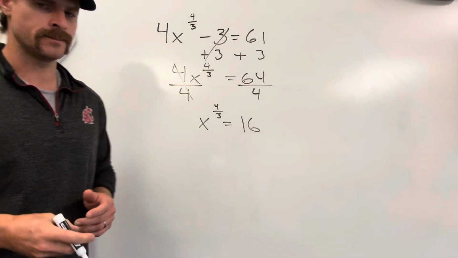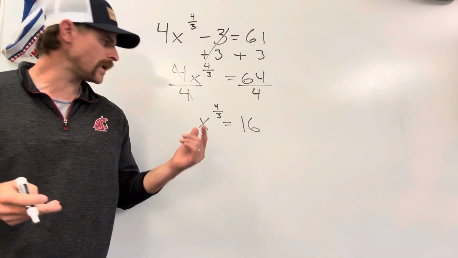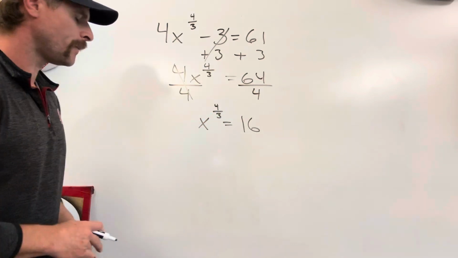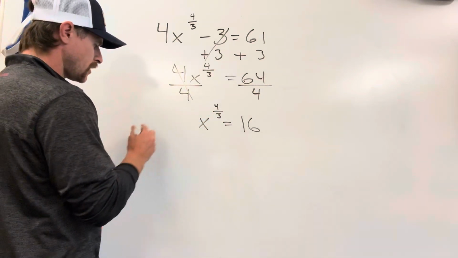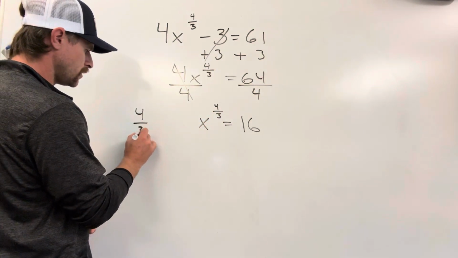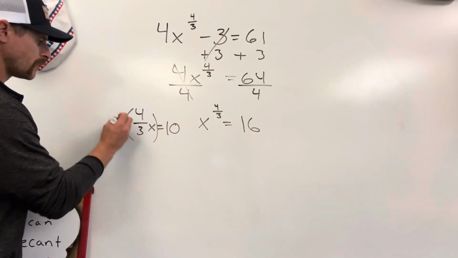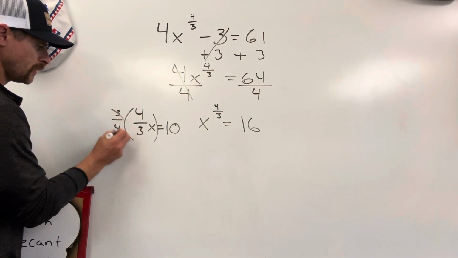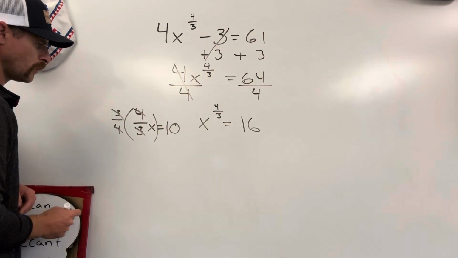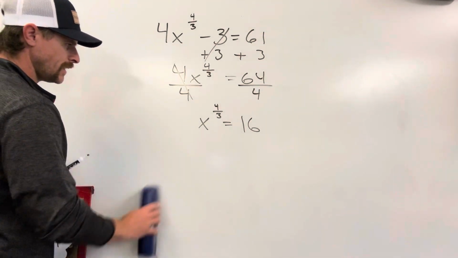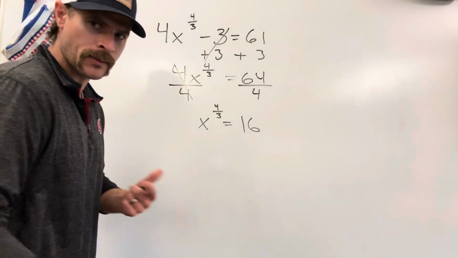Okay, so now, how do I get rid of x to the 4/3? Well, you remember how we get rid of fractional coefficients? If I had 4/3 x equals something, 10, we would just multiply by the reciprocal, 3/4. That 3 will cancel that 3, that 4 will cancel that 4, leaving me with just x. We're basically doing that exact same thing. We just got to use our power properties.